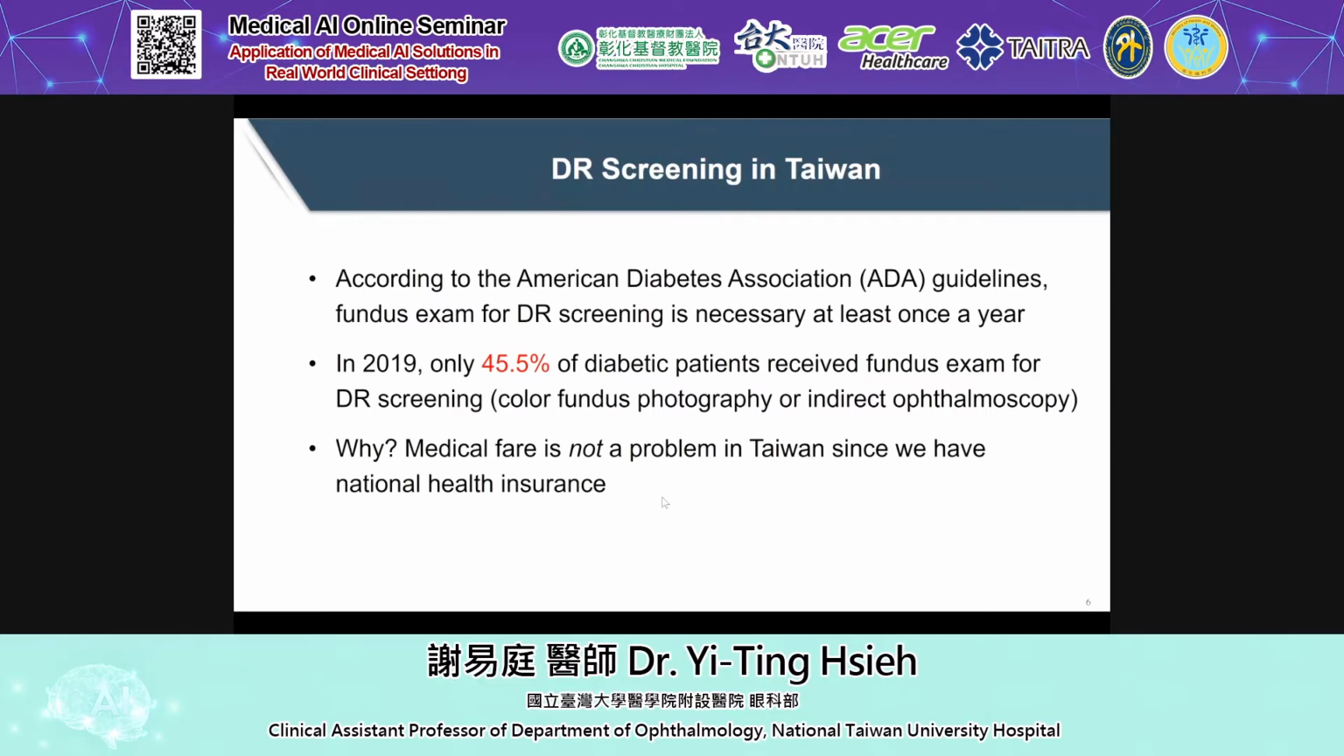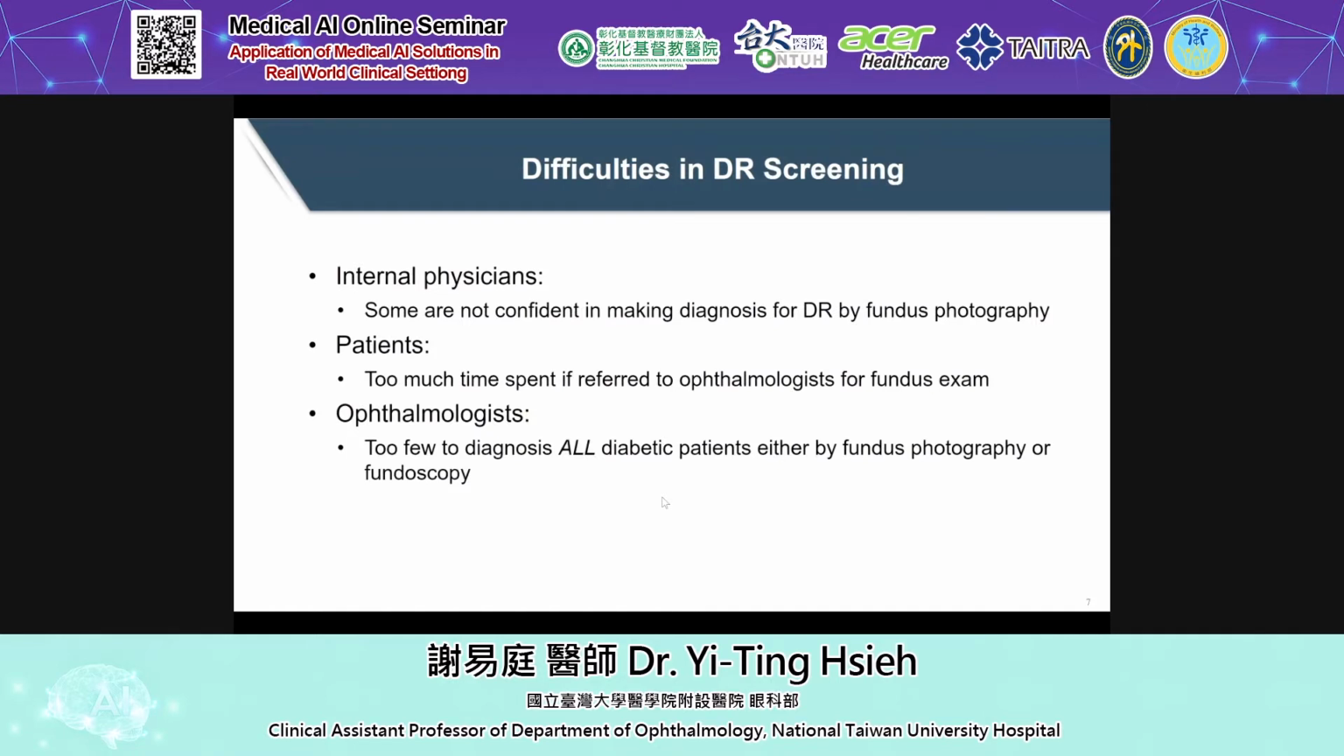Why? In Taiwan, we have the so-called best national health insurance, covering almost everyone in Taiwan. So medical fare is not a problem in Taiwan. But why is the screening rate not so high? There are several difficulties we are facing. The patients visit internal physicians or general practitioners for diabetes. So it is easier for them to do the DR screening by fundus photography.